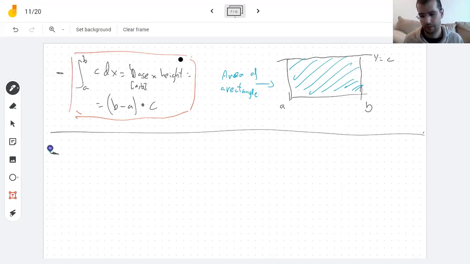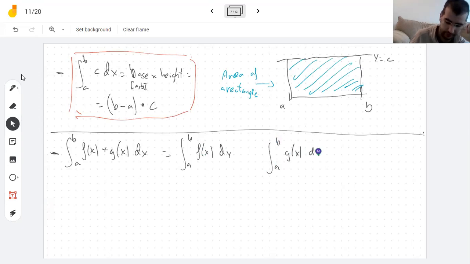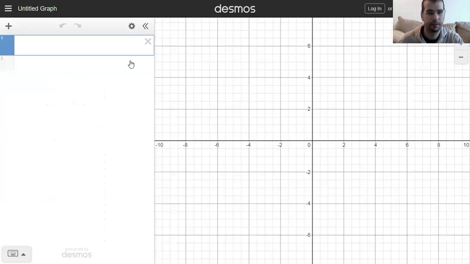So what happens if you add two functions and you try to integrate them? What do you think is going to happen? Do you separate them into their own integrals? And what do you do with each of the integrals? Add them. Yeah, that's what's going to happen. Thank you, Adam. So the integral of the sum is going to be the sum of the integrals, which is fantastic. I love it when that happens.